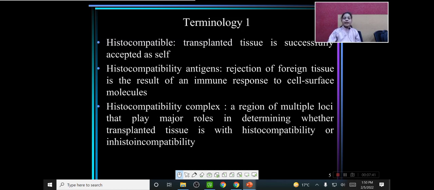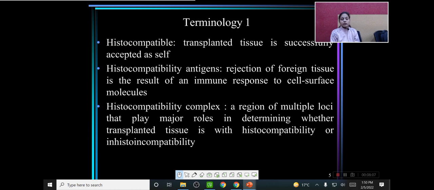So there is some terminology in HLA. When we discuss HLA, we have to remember all this terminology, like histocompatible. Histocompatible means transplanted tissue is successfully accepted as self.